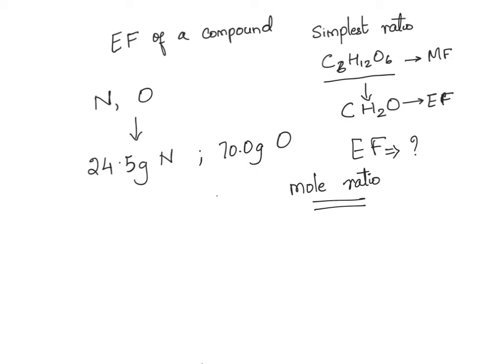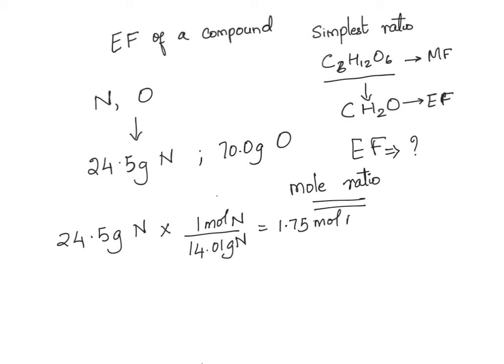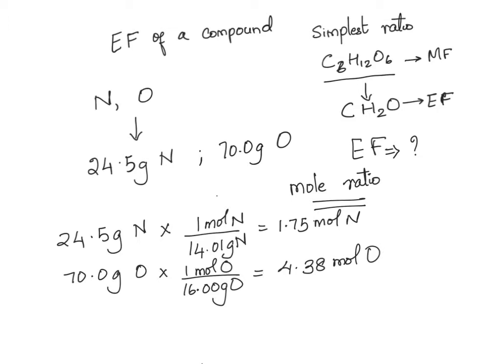So how will we get the number of moles? 24.5 grams of nitrogen. We know from the previous chapter that 14.01 grams of nitrogen is 1 mole of nitrogen. So from here we get 1.75 moles of nitrogen. Same thing with oxygen, 70.0 grams of oxygen. From the periodic table, 16.00 grams of oxygen is 1 mole of oxygen. So from here we get 4.38 moles of oxygen. So we got the moles here.